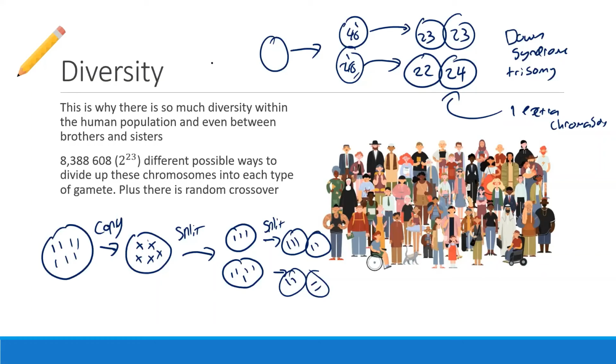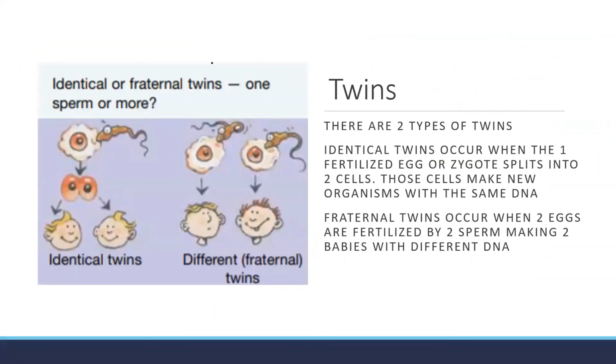However, there is a way that you can get 2 babies that are clones of each other, and it happens quite regularly. Do you guys know what it's called when you have 2 babies that look exactly the same? Twins. Identical twins. This is the last slide, so we're all good here. Do we write it or no? Yeah, I think I want you to write this because it's important.